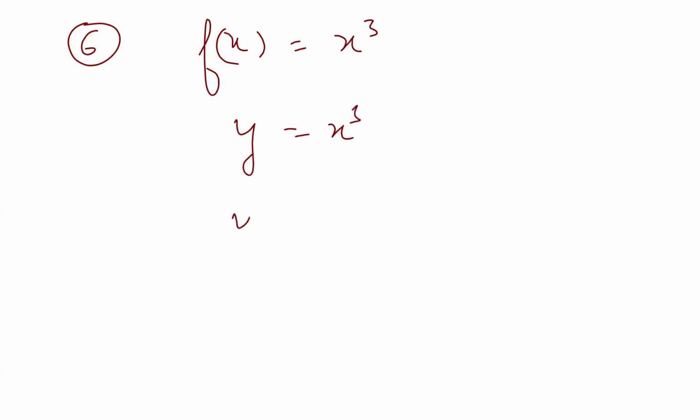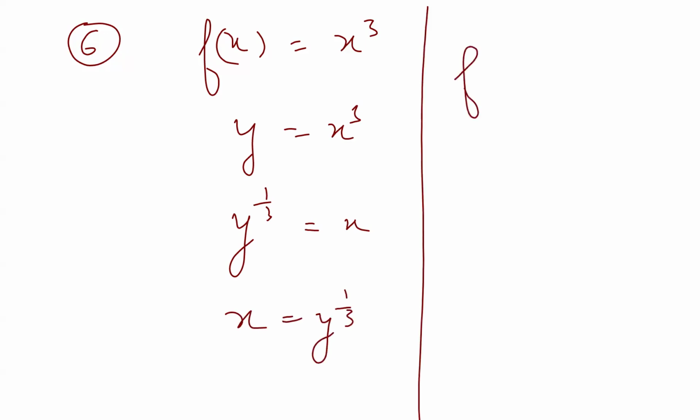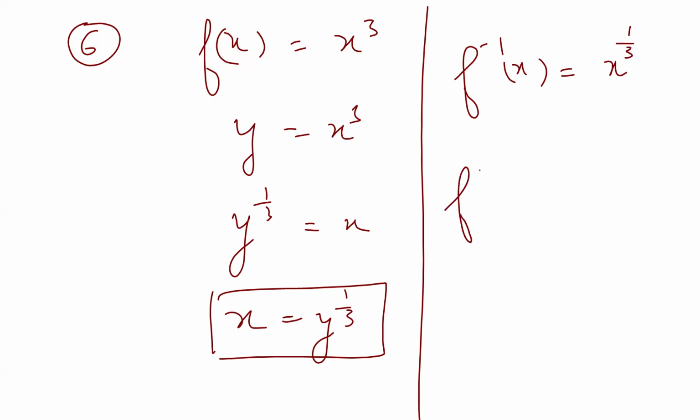Question number 6, f of x is equal to x cube, y is equal to x cube. So y raised to 1 by 3. 3 as a power, if it is going on the other side, it will become 1 by 3. So x is equal to y raised to 1 by 3. So f inverse of x, we got x in terms of y, replace y with x, x raised to 1 by 3. But then they are asking f inverse of 8. So 8 raised to 1 by 3, that is cube root of 8, which is 2.